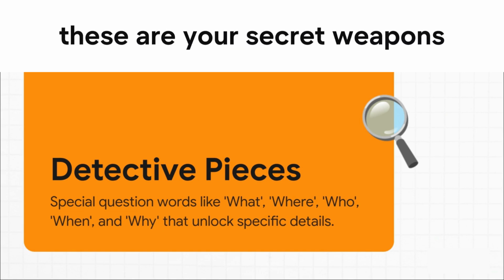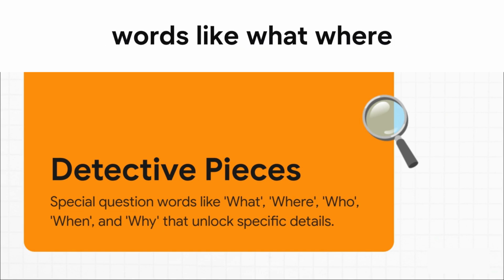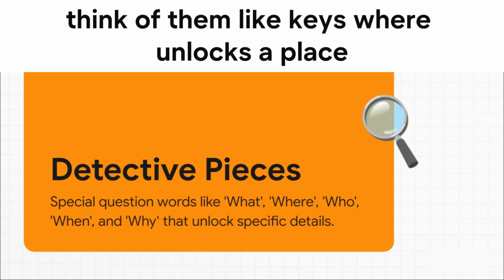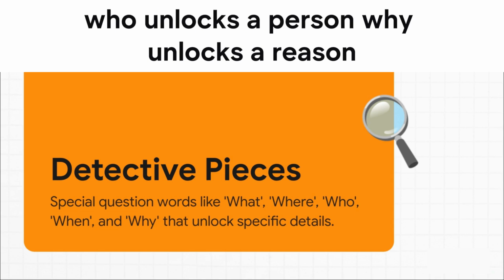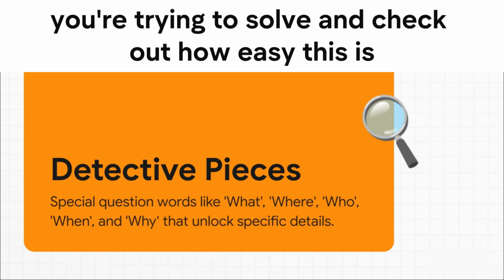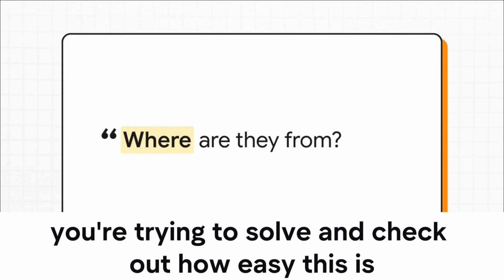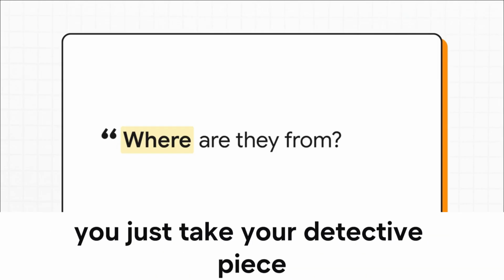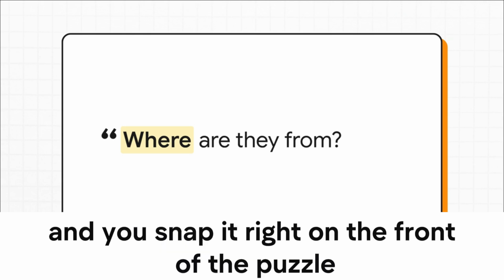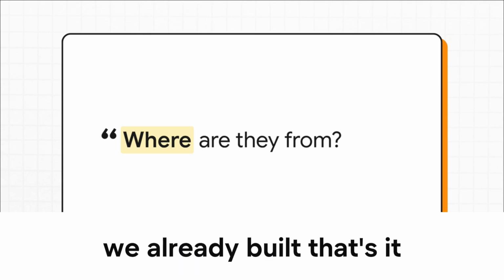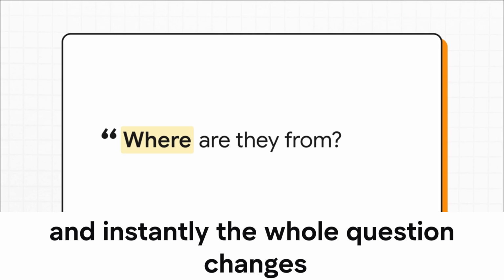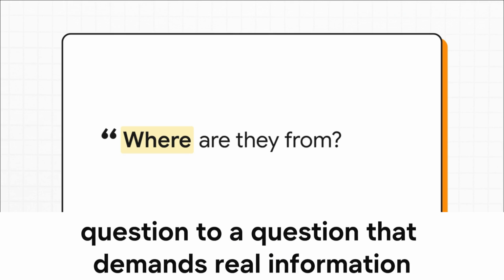These are your secret weapons. Words like what, where, who, when, and why. Think of them like keys. Where unlocks a place, who unlocks a person, why unlocks a reason. You just pick the right tool for the mystery you're trying to solve. And check out how easy this is. You just take your detective piece, let's use where, and you snap it right on the front of the puzzle we already built. That's it. And instantly, the whole question changes. We've gone from a simple yes-no question to a question that demands real information.